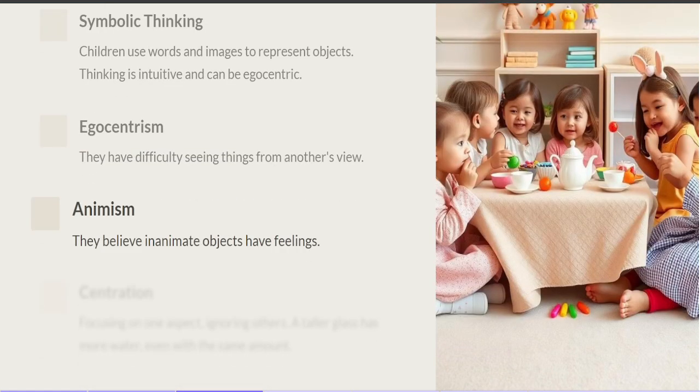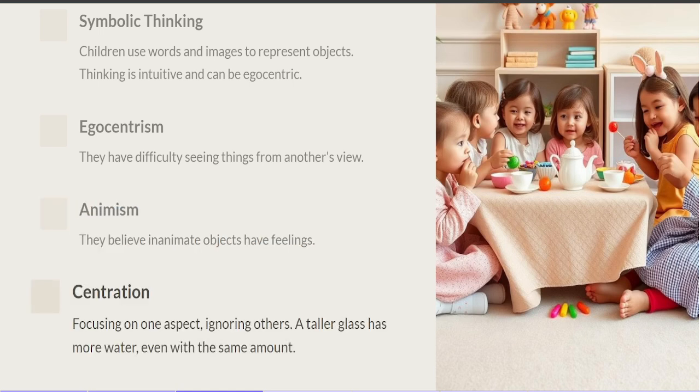That is egocentrism. Animism is also a key point of this stage. That is, they believe inanimate objects have feelings. Centration is also a key aspect of this stage: focusing on one aspect while ignoring others, for example, a taller glass seems to have more water even with the same amount.